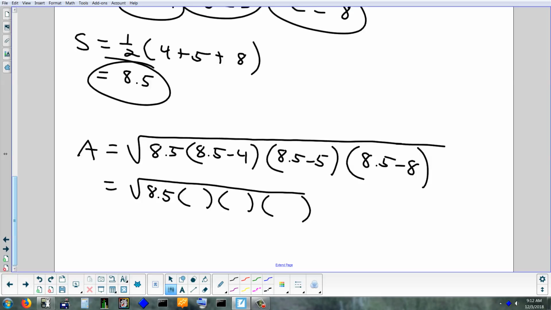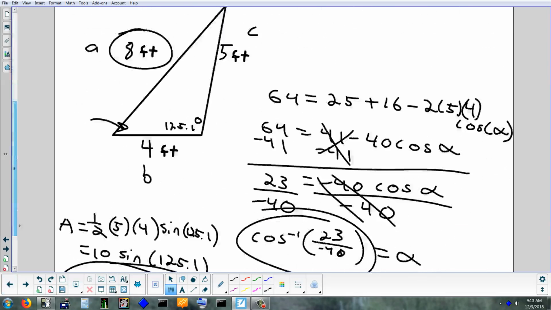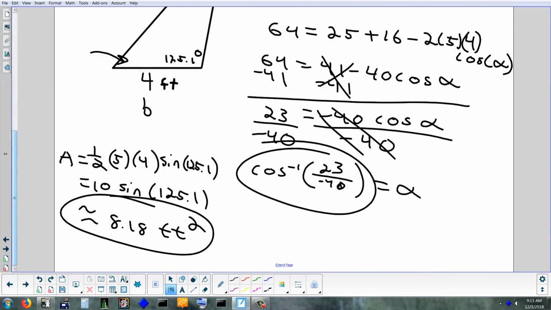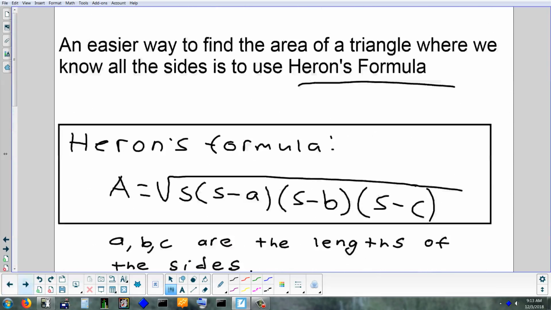8.5 minus 5, the next one will be 3.5. 4.5. 4.5, yep. And then we got the 8.5 minus 5, we just did that. How about 8.5 minus 8? 0.5. Okay, and now we'll type that in and see what we get. But we already know what we should get. We should get 8.18 because we're doing the same problem.